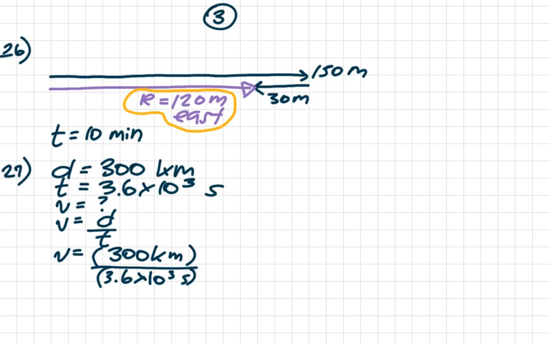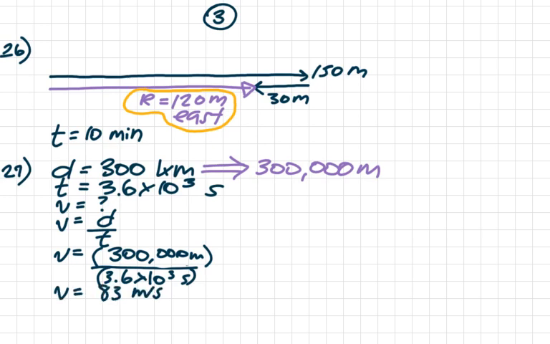That's kilometers, and you could be like, alright, well, what if the answers are in kilometers per second? They are not. The answers are in meters per second. So you're going to have to get those kilometers into meters. And there are 1,000 meters in every kilometer, so 300 kilometers is actually 300,000 meters. There we go. 300,000 divided by 3,600, and we get a speed of 83 meters per second.